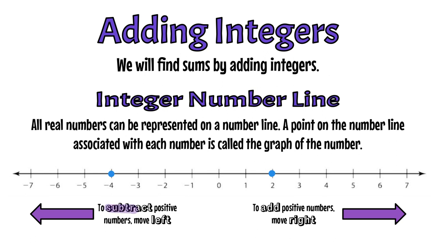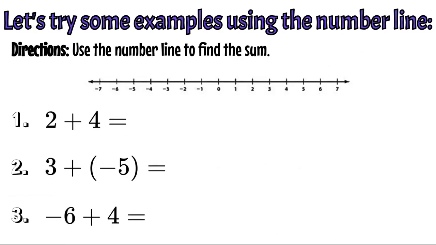When we subtract positive numbers, we move left on the number line. And when we add positive numbers, we move right on the number line. Let's use the number line to find the sum. Number 1 says 2 plus 4. We start by graphing the number 2 on the number line. And since we're adding a +4, we're going to move 4 places to the right from 2. 1, 2, 3, 4. This brings us to the number 6, which means that 2 plus 4 is 6.